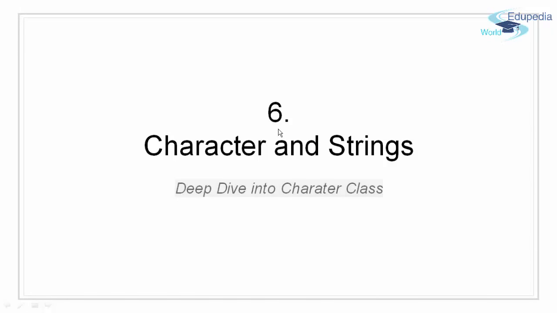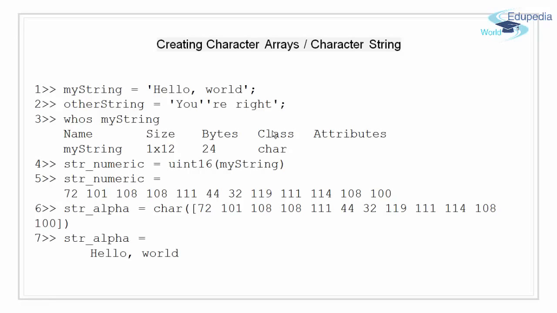In this video, we are going to deep dive into the character class. Strings and characters are correlated. Using the character class, we also create strings. So strings are nothing but arrays of characters joined together. A string can be created by writing characters within enclosed single quotation marks.